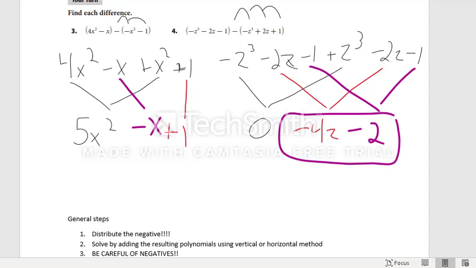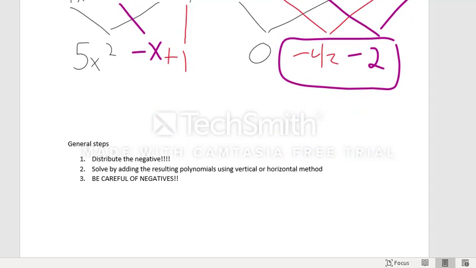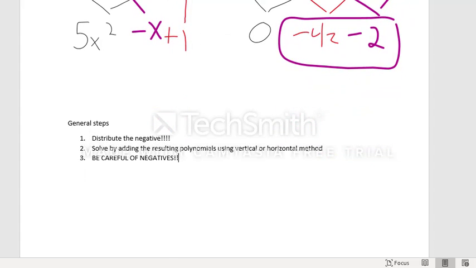You do have an assignment that you can go through. There are 3 general steps to do. Distribute that negative. Make sure you do that. Make sure you're careful with that. Then solve by adding either vertically or horizontally the way you did on Monday. And I stress this again, be careful with your negatives.